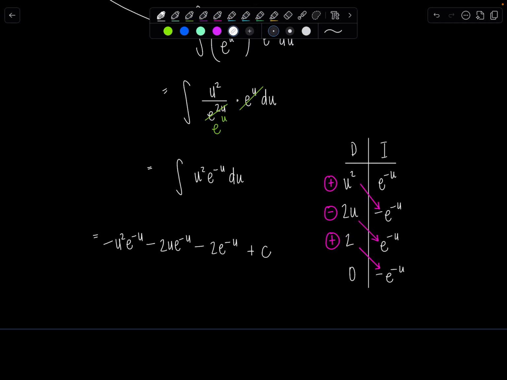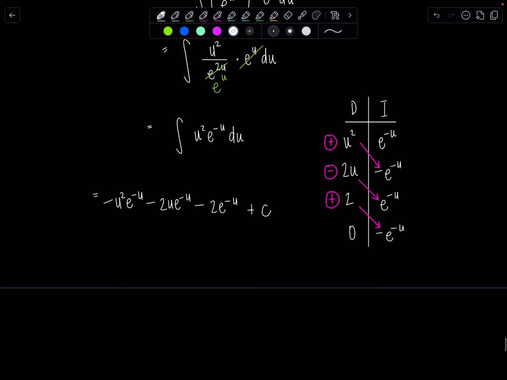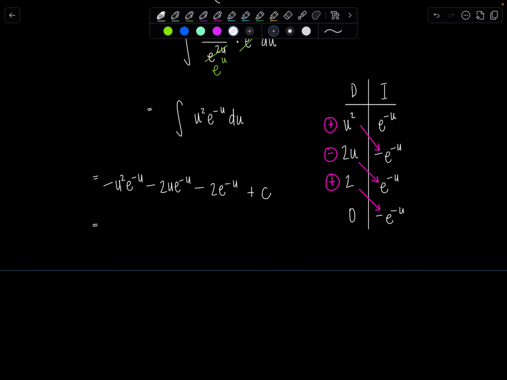Lovely. Now we just have to clean up. I'm noticing everybody has e to the negative u, so let's just factor that out. Ooh, along with a negative. So negative e to the negative u. Then we're left with u squared plus 2u plus 2 plus c.